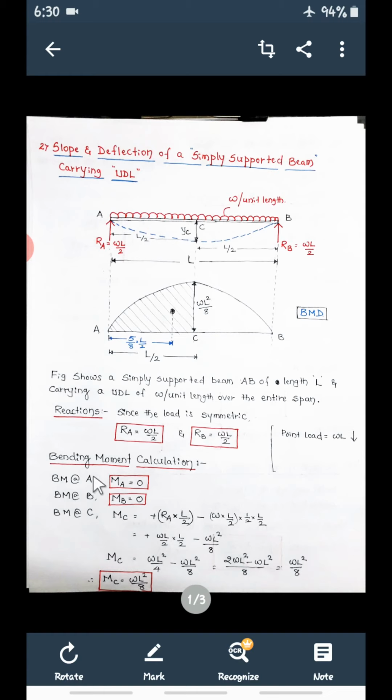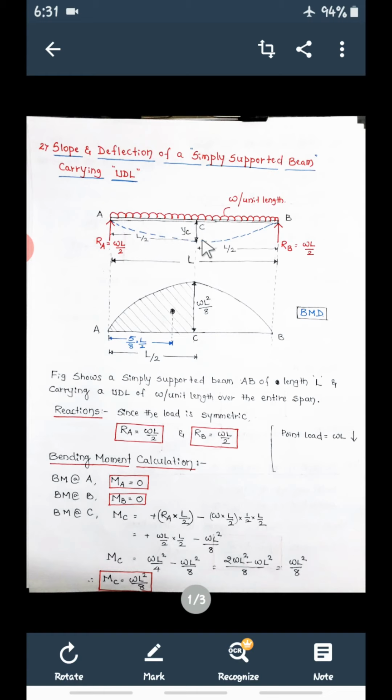Now let us calculate the bending moment. Since it is a simply supported beam, bending moment at A will be 0, and bending moment at B will be 0. We will calculate bending moment at C now. Now calculate the bending moment at this center point C. Either you can calculate considering portion AC or considering portion BC. So let us consider portion AC, only this part.